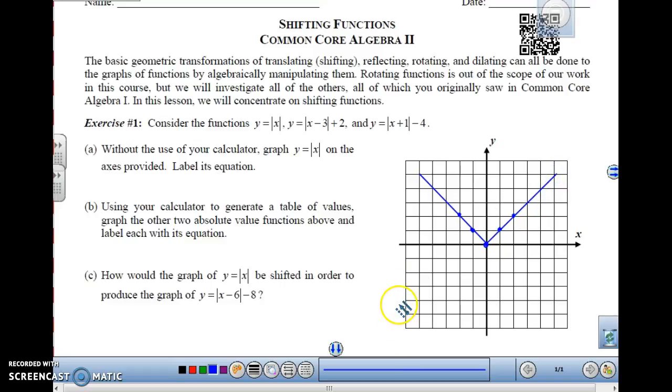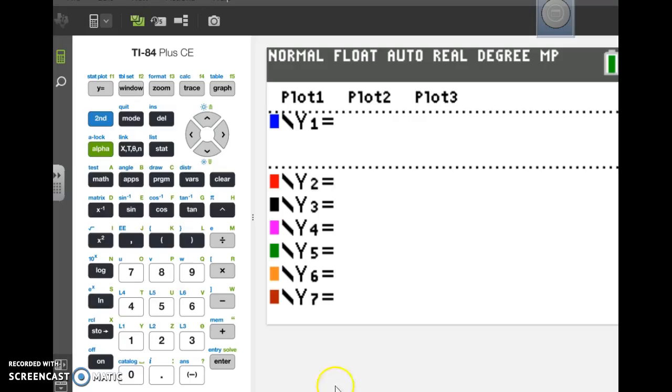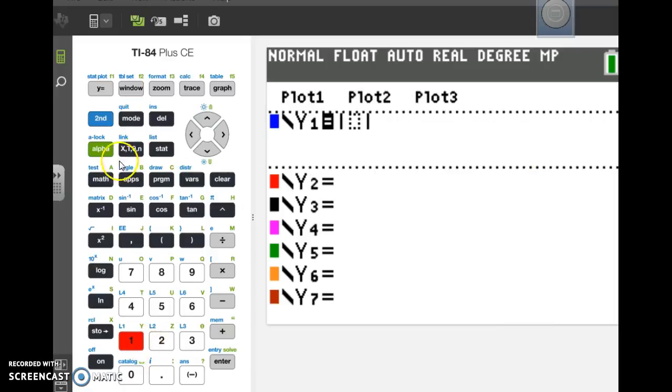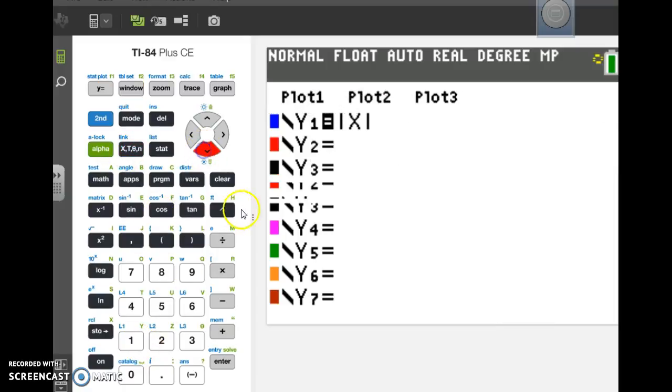Okay, now we want to use our calculator to generate a table of values, graph the other two absolute value functions above, and label each with its equation. So I'm going to put these three equations in my calculator so I'll have the same thing on the screen. So I have y equals the absolute value of x: alpha key, the window key to get the absolute value function, it's number 1, absolute value of x. All right, so that's blue.